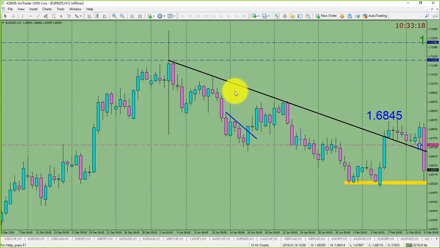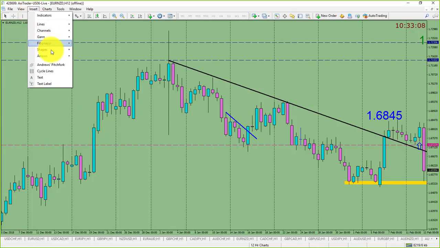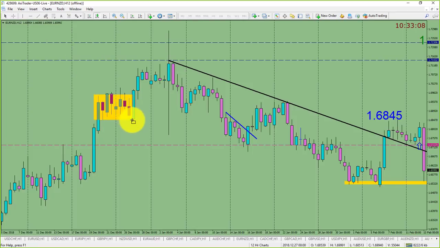Yeah, the boxes are awesome. That's like Nicholas Darvas. Nicholas Darvas' book, How I Made $2 Million in the Stock Market, he talks about these boxes. And that's what he basically traded.